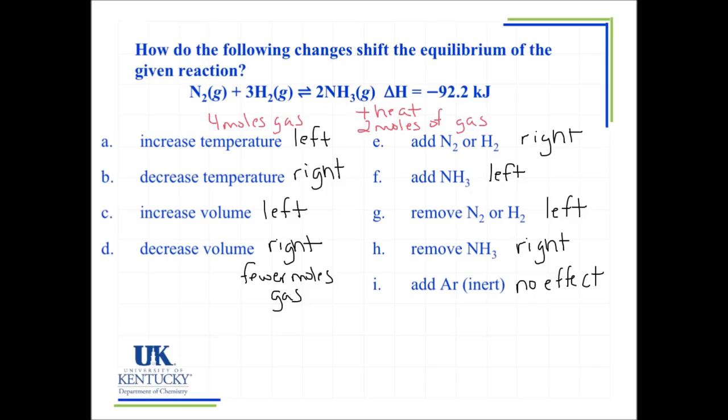So we can take any reaction and figure out how it will be affected by these different changes. If we had an endothermic reaction where our delta H was greater than 0, a positive value, then we would see a different effect from the increase and decrease of temperature. Likewise, if we have a different reaction with different moles of gas on the reactant and product side, we may see a different shift in that equilibrium as we increase or decrease the volume.